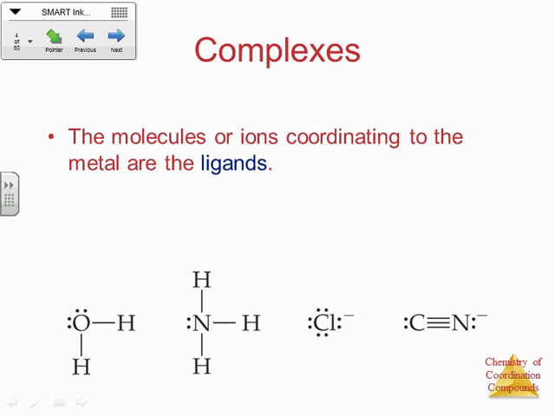The molecules or ions that coordinate to the metal, and coordinate is basically just another way of saying they're covalently bonding to the metal. They're surrounding it. Those are called the ligands, okay? Now the ligands all have certain things in common. Let's see if you can figure this out. What do all of these have in common here? Okay, they're all nonmetals or polyatomic ions, right? Which, I mean, they're still nonmetals even though they're polyatomic ions.